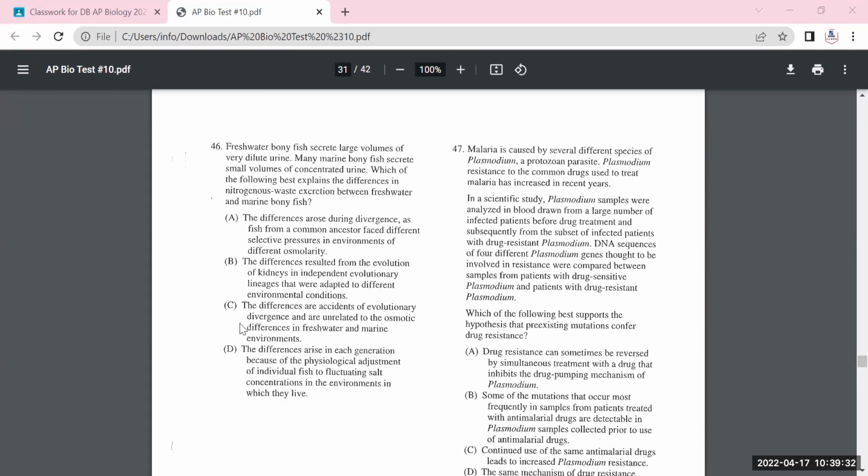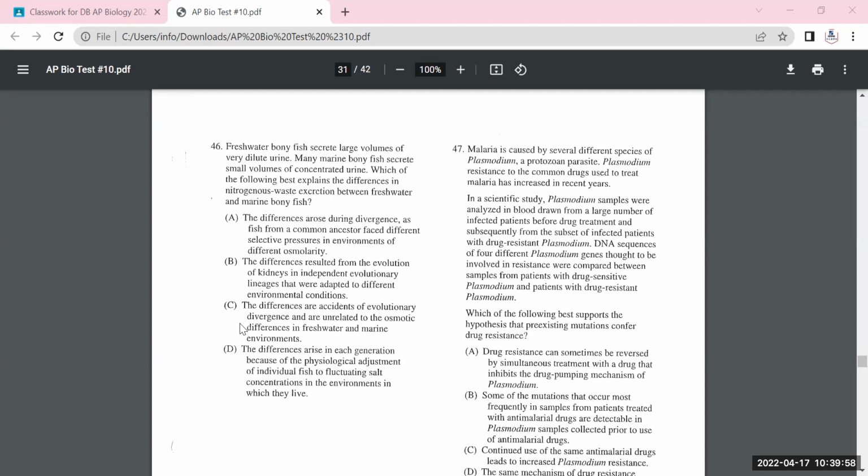Okay, 46. Freshwater bony fish secrete large volumes of very dilute urine. Many marine bony fish secrete small volumes of concentrated urine. Which of the following best explains the differences in nitrogenous waste excretion between freshwater and marine bony fish, right? So why is it different? Or what are the advantages, right?